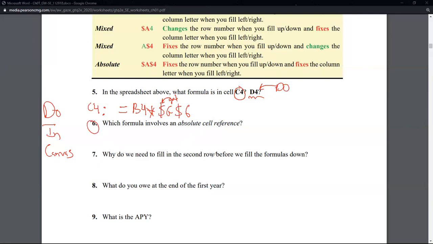Why do we need to fill in the second row before we fill the formula down? This was when we were linking cells. I want someone to answer that, but the answer is linking old and new.